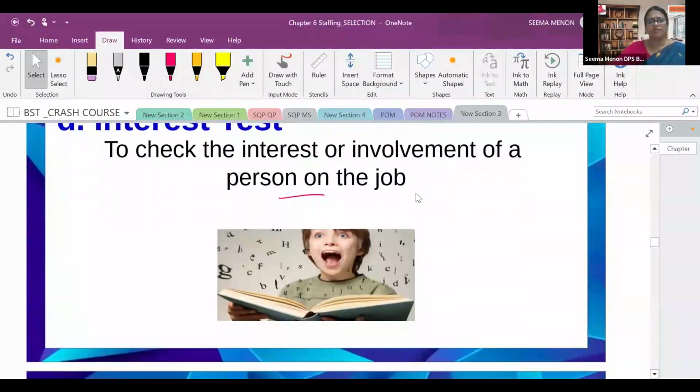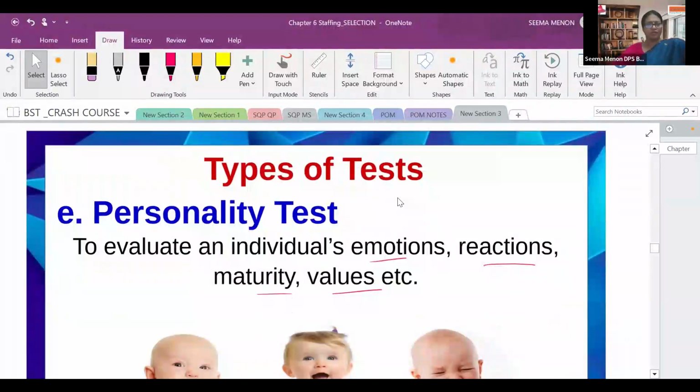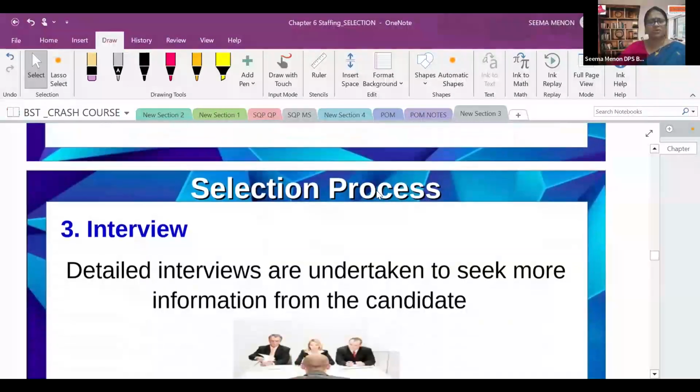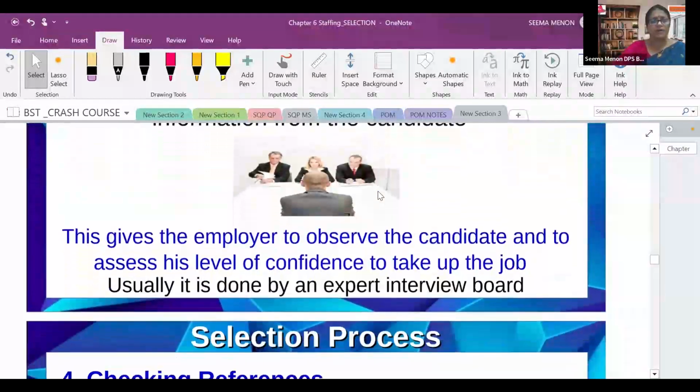Interest test means that it involves a person on the job, how much they can involve in that particular job. Personality test means their emotions, reactions, maturity, the values, etc. After that, it comes the interview.